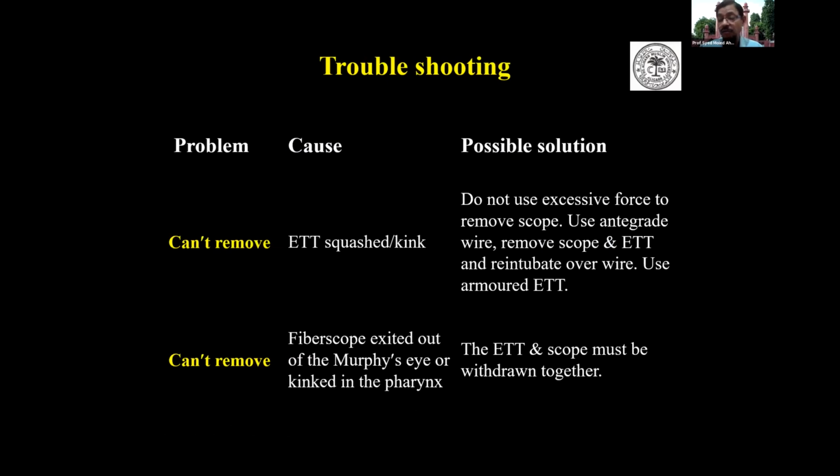Now, you have to either take out the whole of the bronchoscope and the tube, or, most importantly, you can remove the scope along with the endotracheal tube and reintubate over a wire again. So these are some of the tips which I thought I will let you know.